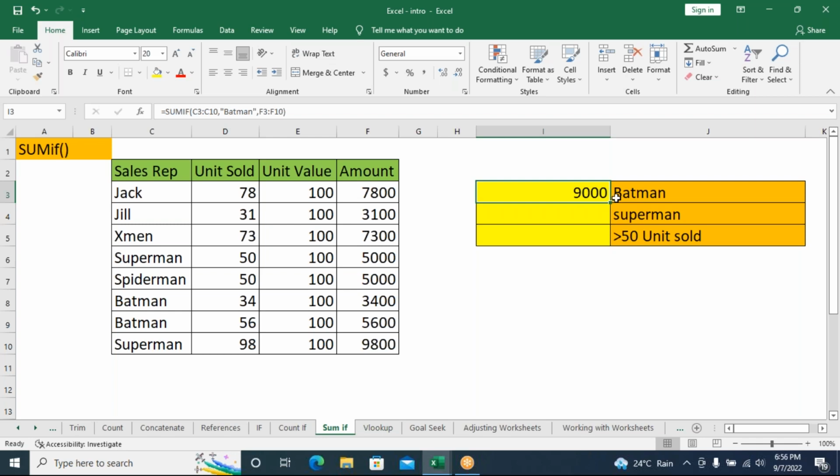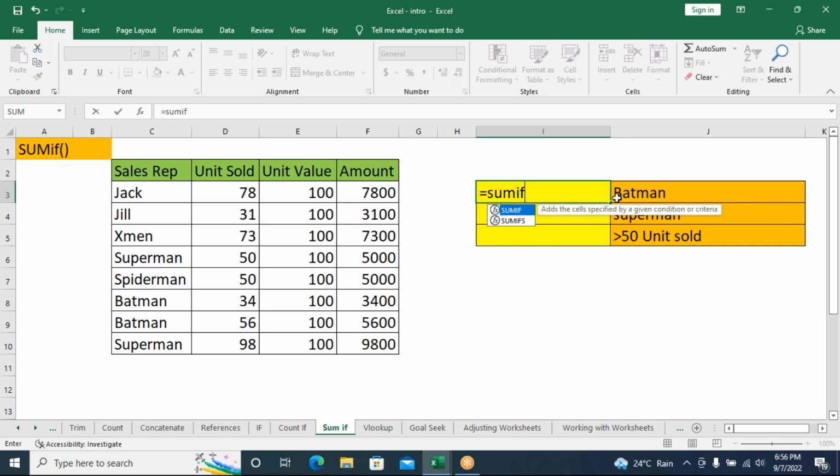Okay, see, I'll show you once again. Equals SUMIF, open the parenthesis, and what is the range that I'm looking for? I'm looking for the name Batman, so it is under the sales rep. I'll select the sales rep range, from where the names are getting started. From there, I'll select the range.